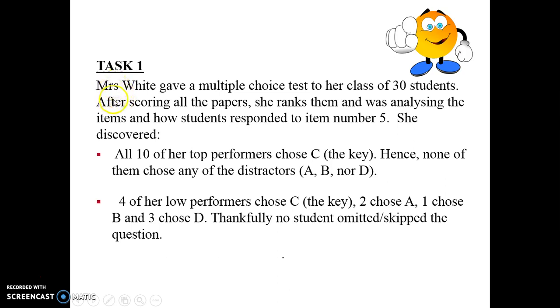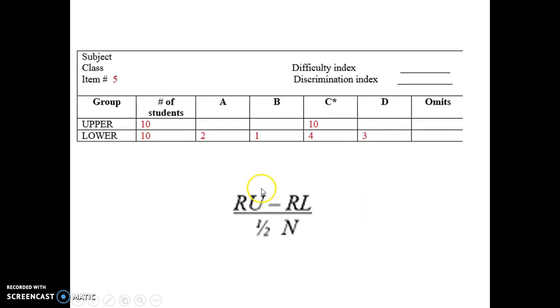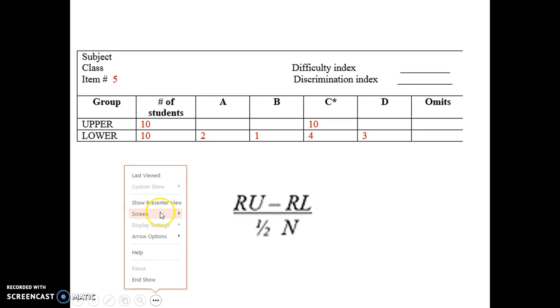The question says Mrs. White gave a multiple choice test to her class of 30 students. After scoring all the papers, she ranks them and was analyzing the items and how students responded to item number 5, and she discovered the following. So the first thing you would have done, of course, is to complete your item card, and it would look something like this. So let's go back to our formula down here, which says RU minus RL over half times N.